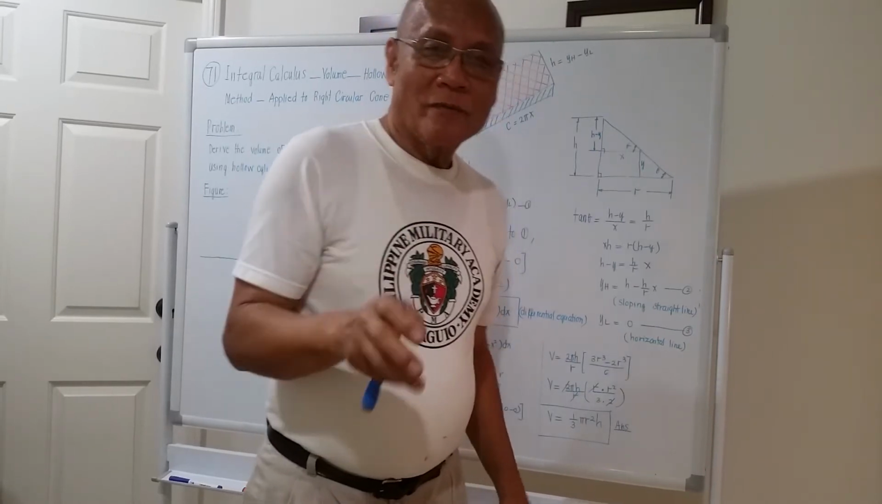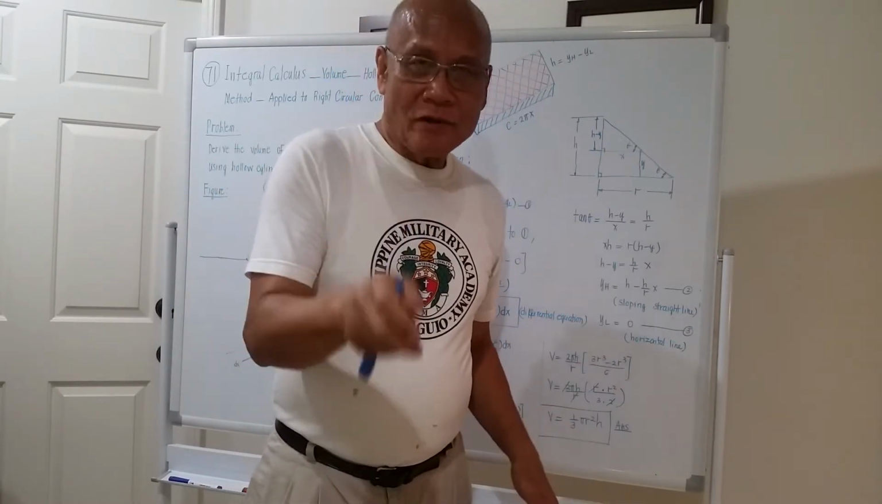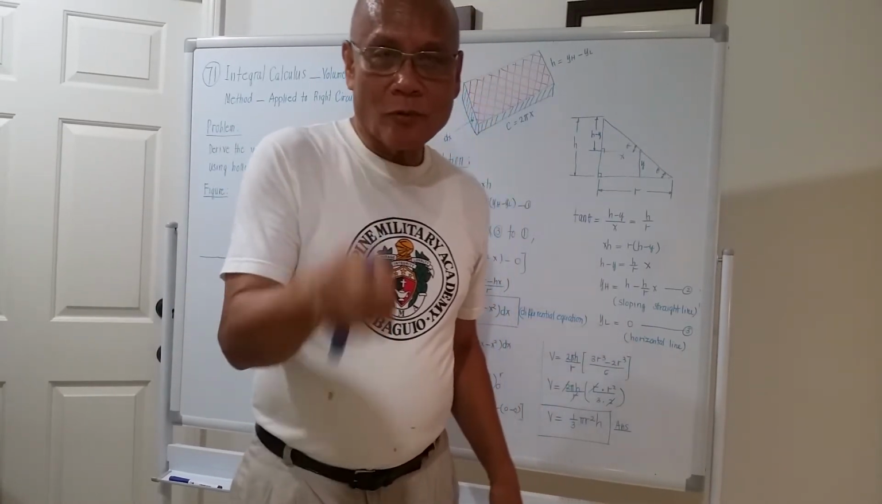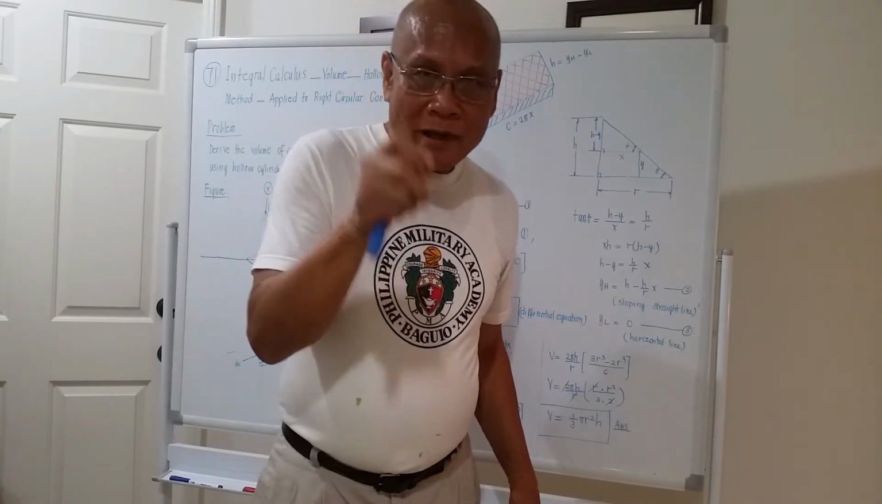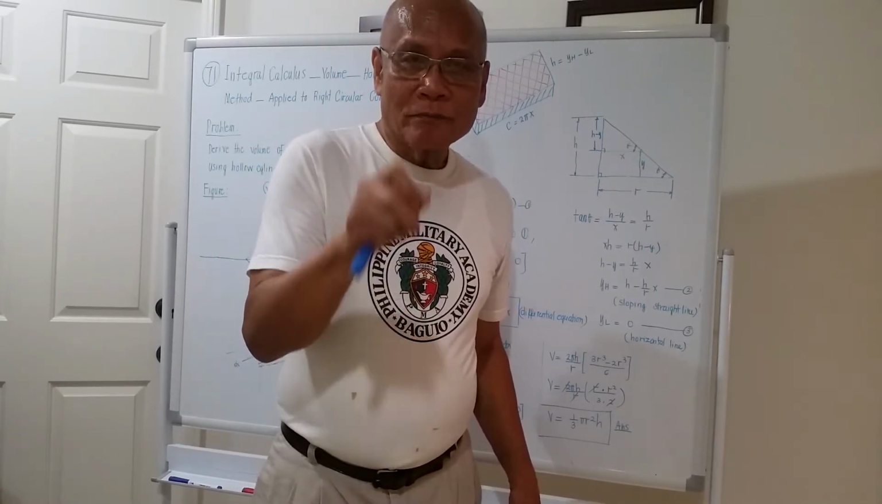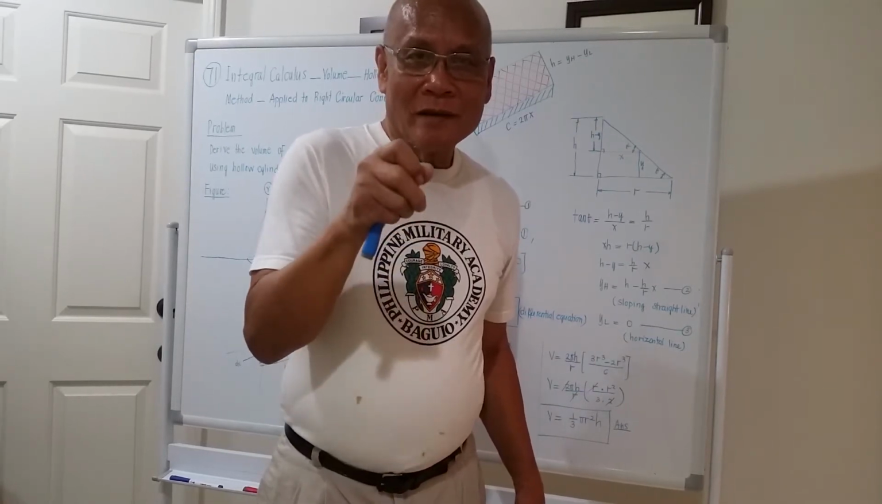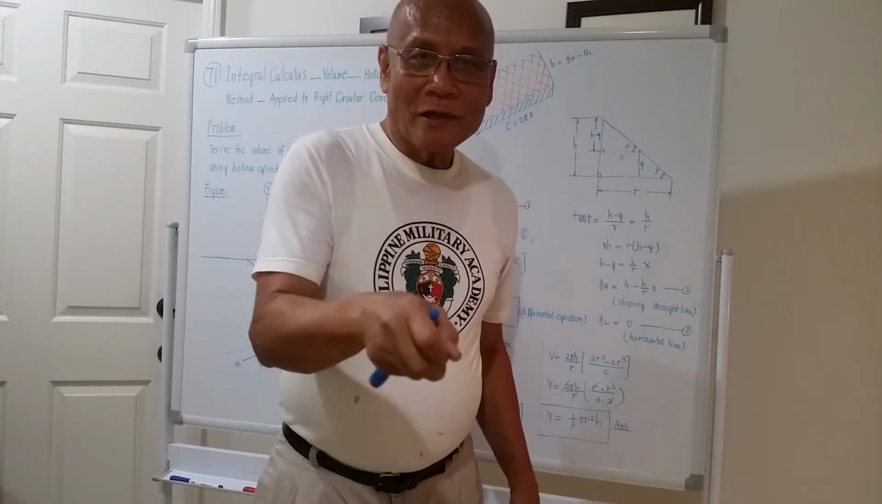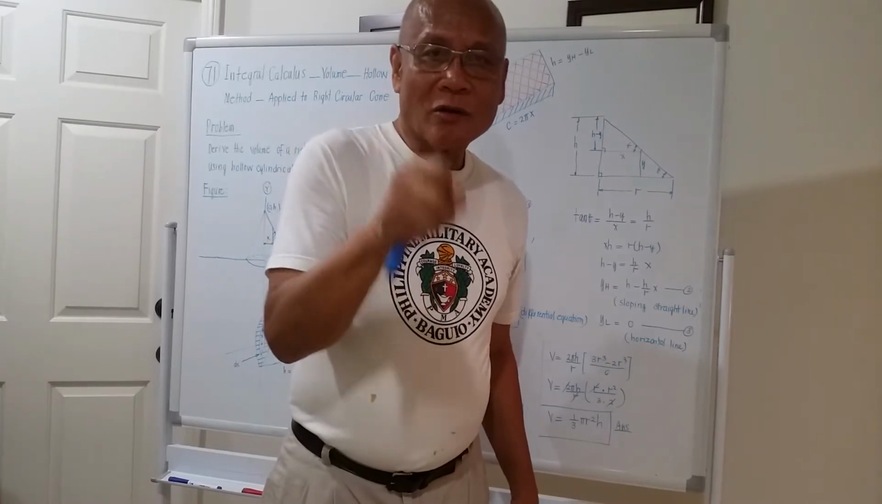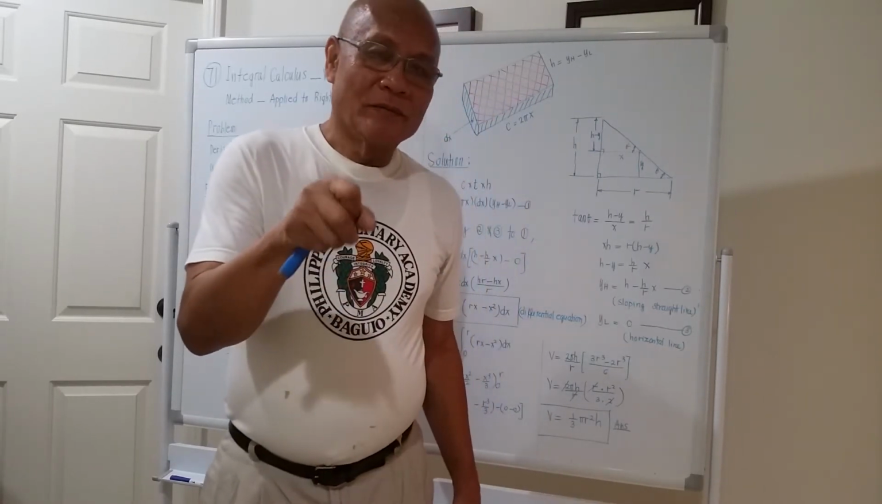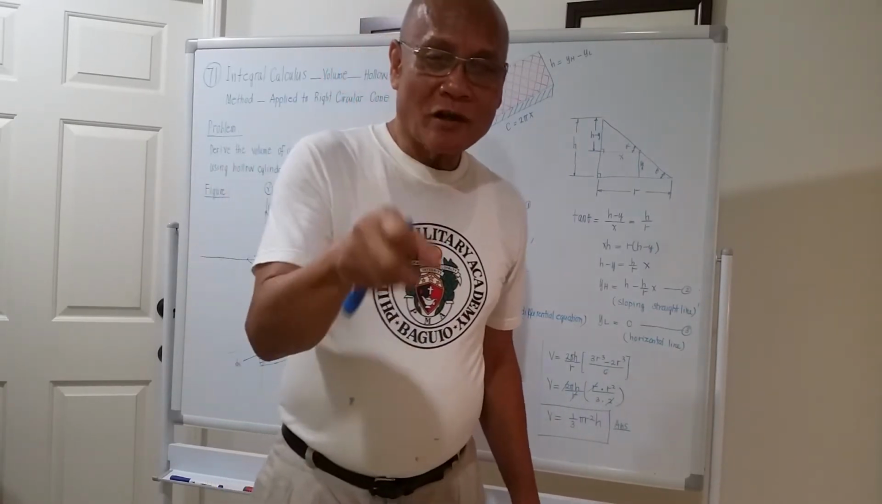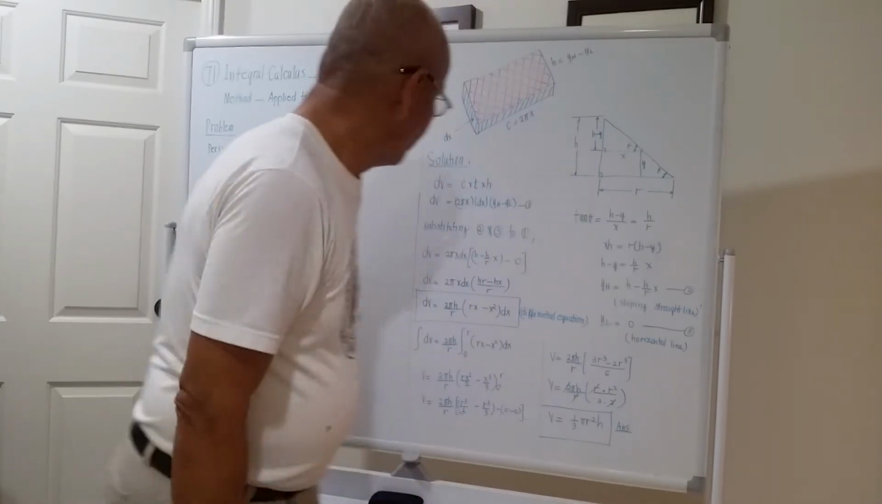My topic will be the derivation of the formula of a right circular cone by using the hollow cylindrical method. Formula for taking the volume of a right circular cone by using the hollow cylindrical method. Okay, let's proceed.